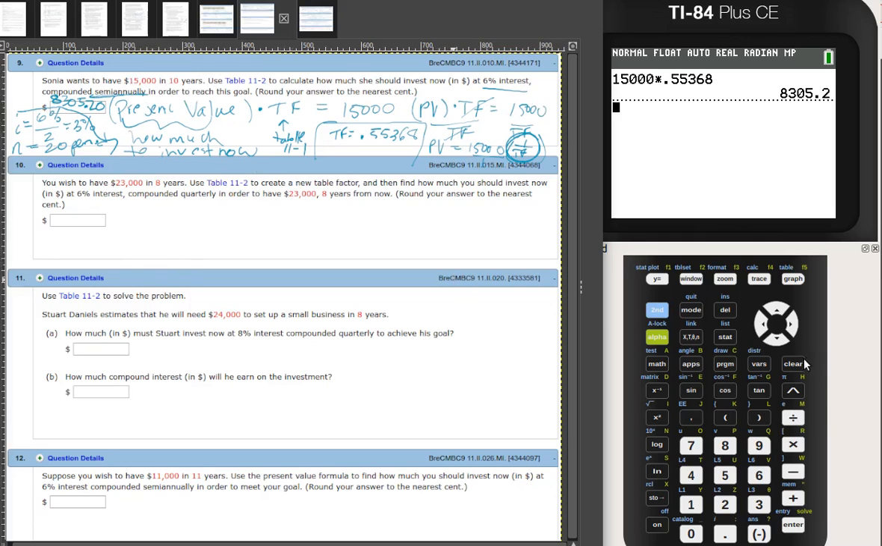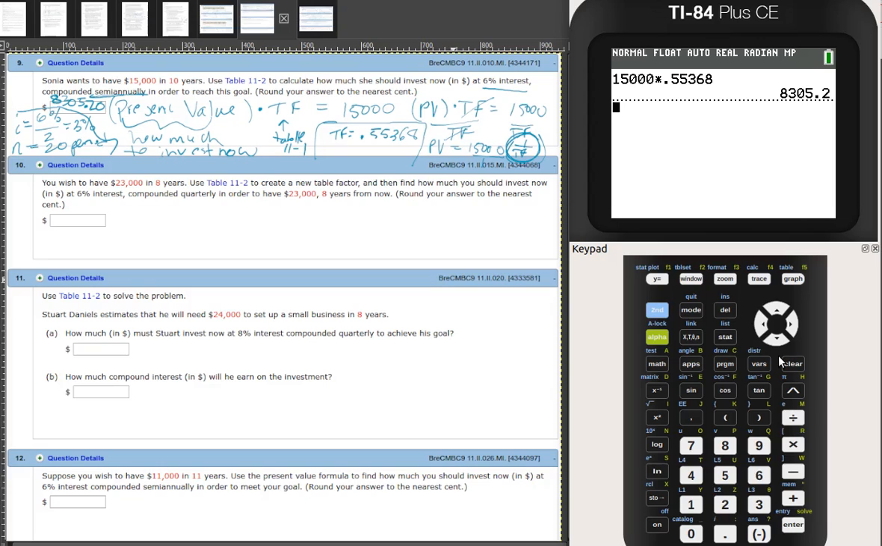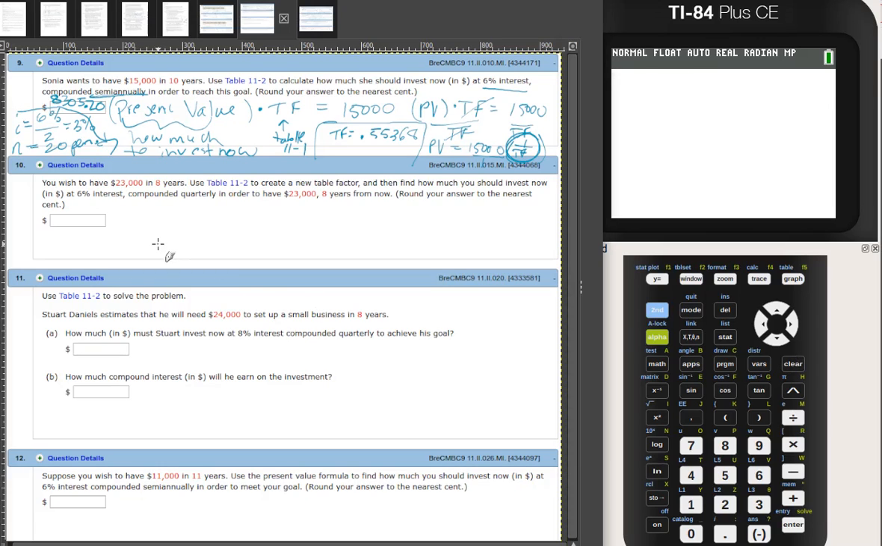And then we can do the same thing as far as creating a new table factor by multiplying the two that will add up to the correct number of periods. But here I just want to use the formula. The formula is so much better. And the formula that we're thinking of is the present value. Well, why don't I write it this way? This is our old formula, 1 plus i to the n.